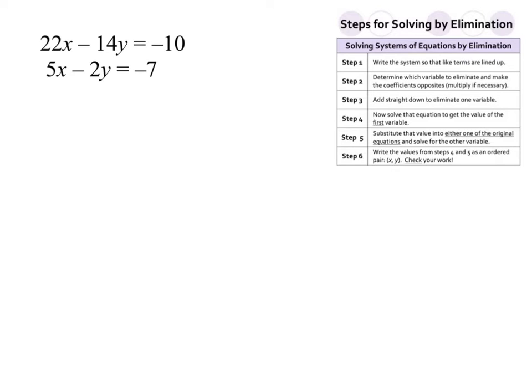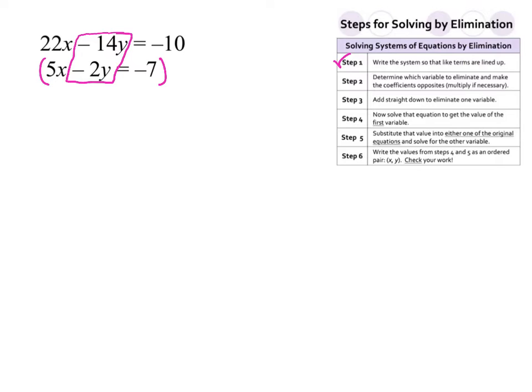So if we start looking at this problem, the part that I'm going to be able to eliminate, I already looked at step 1. My terms are all lined up. Step 2, though, I need opposites. The only ones I can make opposites are the y's. The x's, I can't multiply 5 by anything that makes 22. Like I can't take 22 divided by 5, so it's not going to work to make those opposites. So the y's I can make opposites.